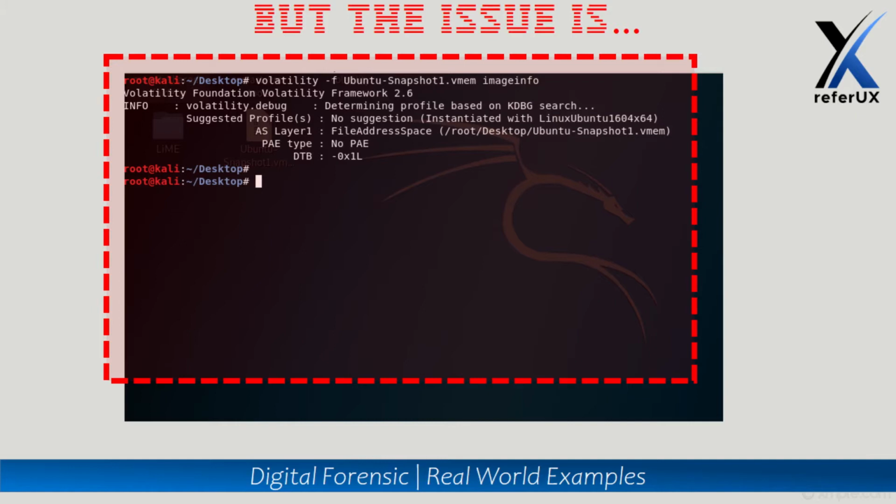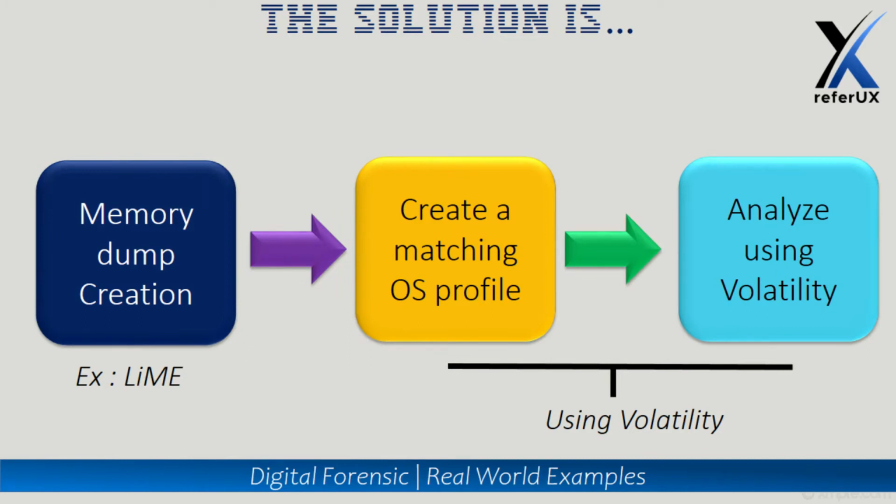The solution we are proposing here is that before analyzing with Volatility, we are going to create a profile which matches the operating system from which the particular memory dump was extracted. That is a very simple scenario. So in summary, in today's lab, we are going to analyze a suspected machine's virtual memory file using Volatility, and in order to do that, we are creating a relevant profile of the operating system from which the particular memory was extracted.